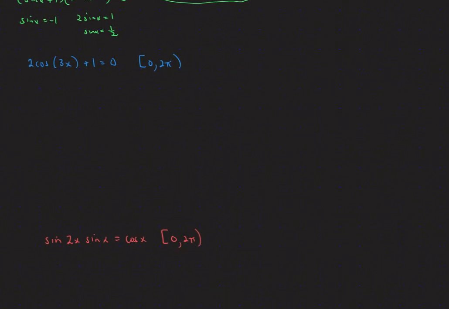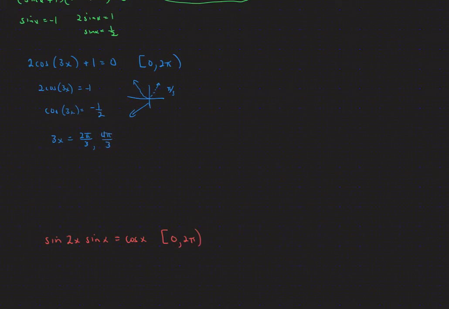Now we've got 2 cosine 3x plus 1 equals 0. So we'll start by subtracting that 1 to the other side, and then we will divide by the 2. And so we want to know what angles are going to make cosine a negative 1/2. So cosine, the reference angle, cosine will be a positive 1/2 at pi over 3. Cosine is going to be negative in quadrant 2 and 3. So that is going to give us 2 pi over 3 is that first angle, 4 pi over 3 is the next.